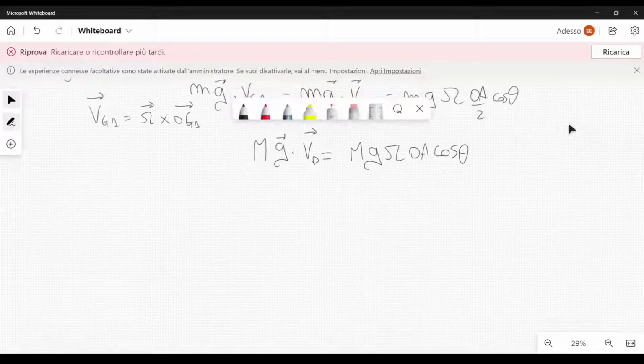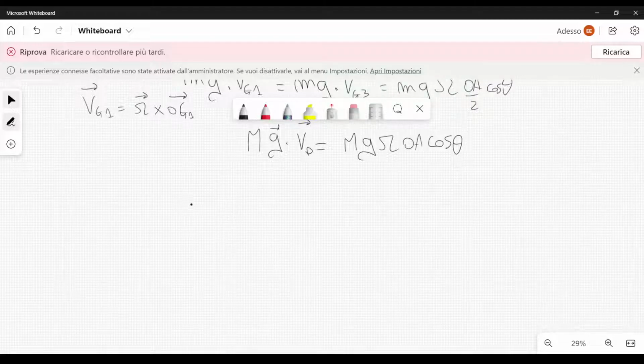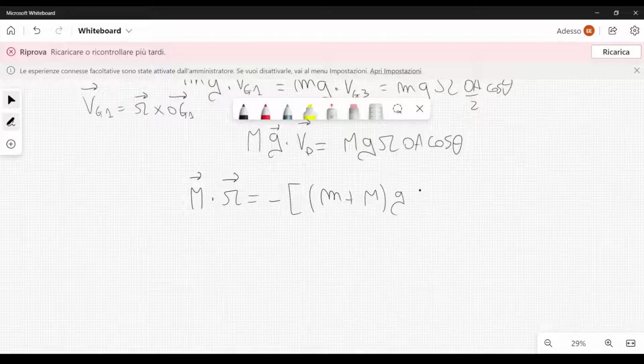And now from the virtual work principle, we obtain M dot omega equal to minus, and then we have m plus capital M G plus Q, times omega OA cosine theta. From here, we see that we have this minus sign, which basically means that M goes in the opposite direction with respect to omega. So this is a braking torque. It's braking the mechanism, the 4-bar linkage.